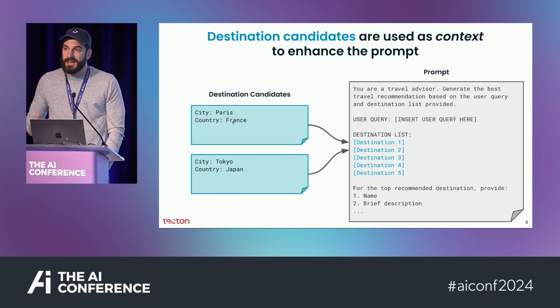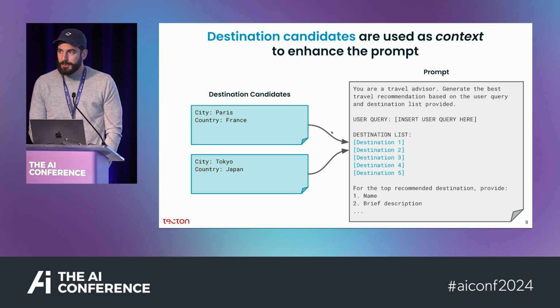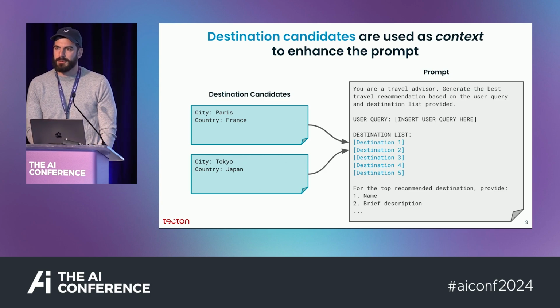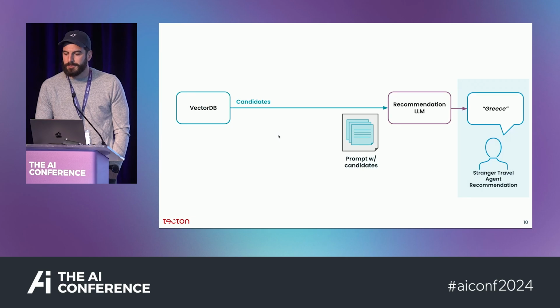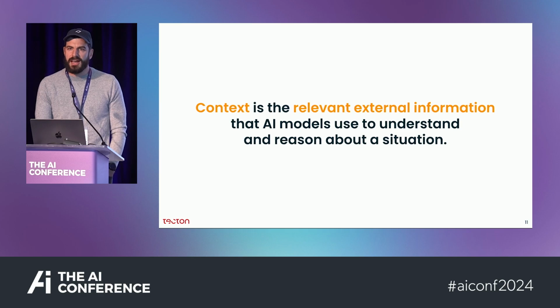But what do I do with these candidates? I inject them into a prompt, and I'm telling my prompt, you're an expert travel advisor. Give me the best recommendation, etc. And here are the places you should consider. But there's not really enough information here for this model to give me a good response. So I'm passing this prompt with candidates into my model, and it's acting as a stranger. It's saying, go to Greece. But it needs to have better context.